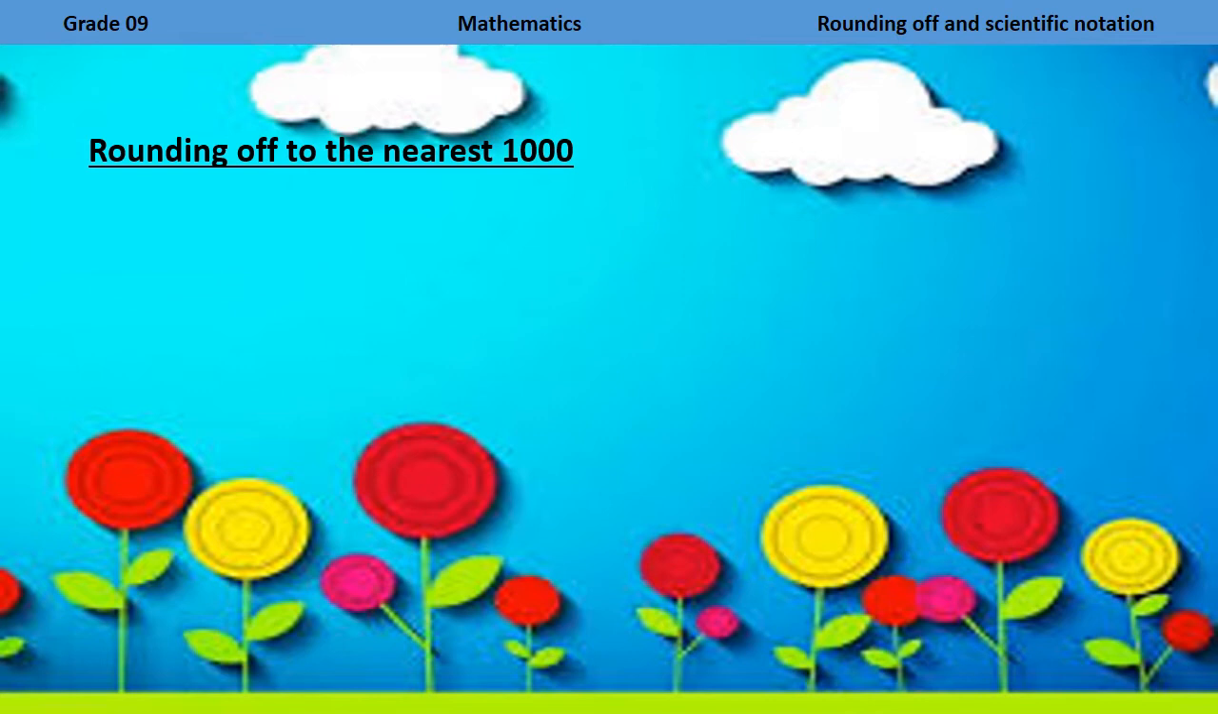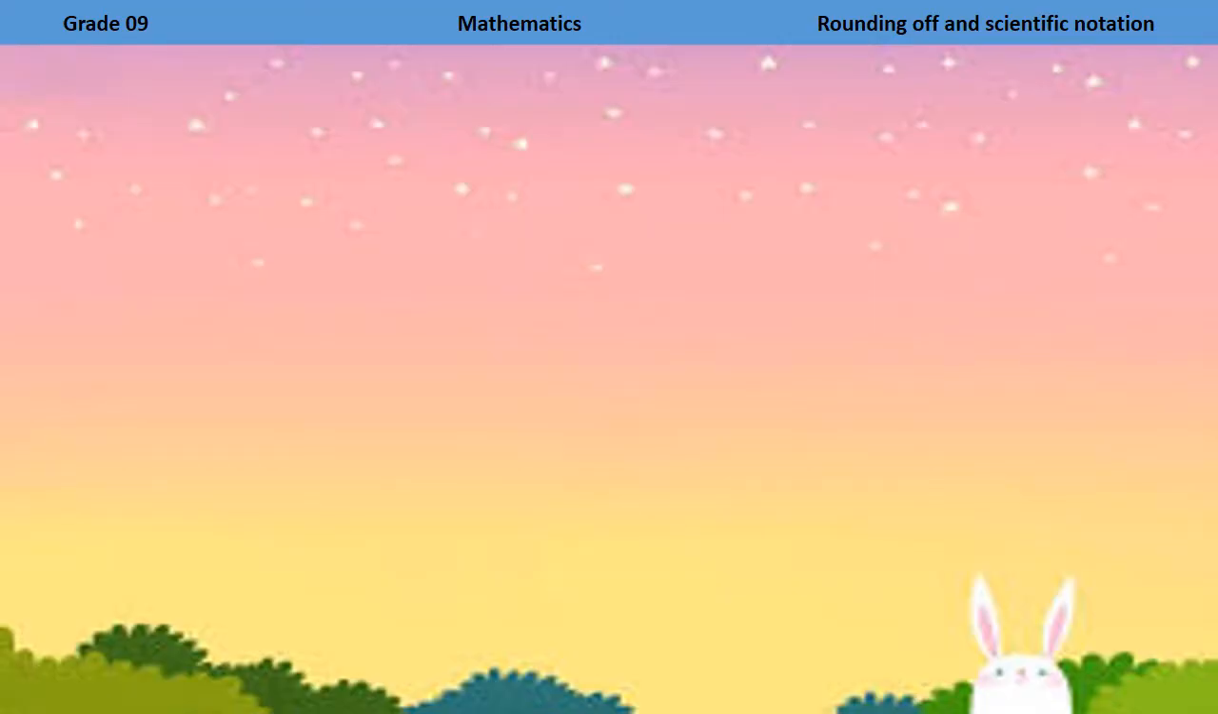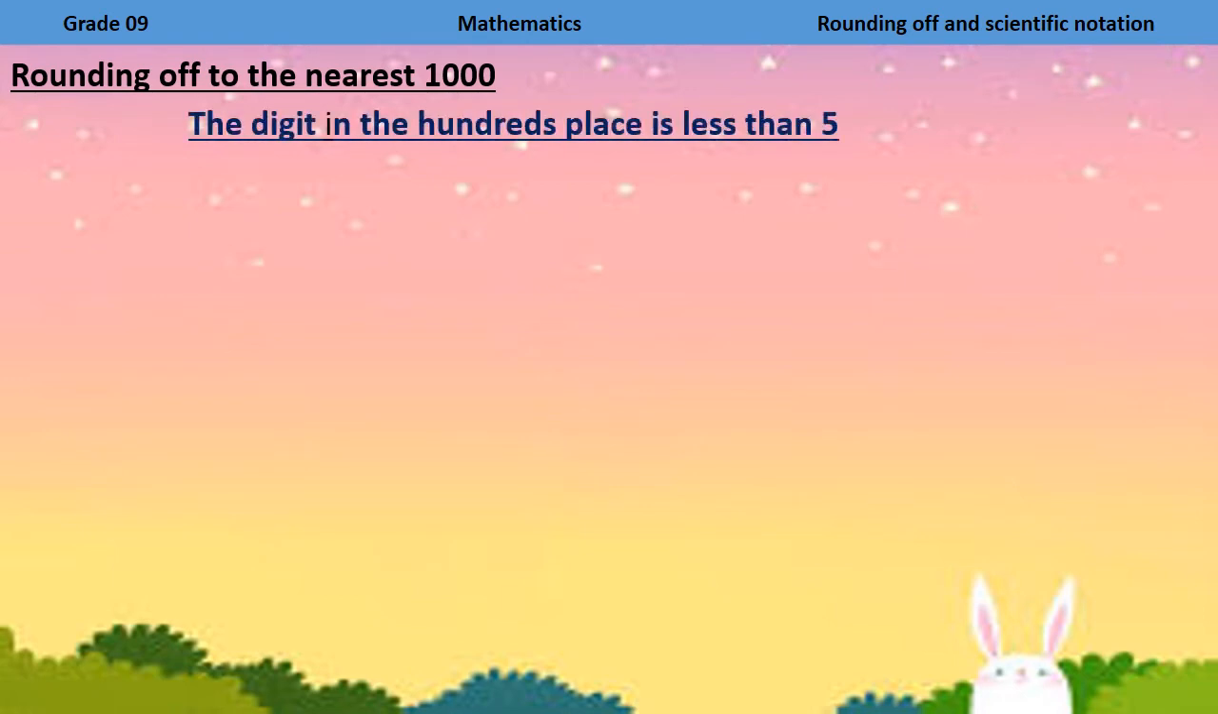Rounding off to the nearest 1,000. Representing the value of a number by the multiple of 1,000 which is nearest to it is known as rounding off to the nearest 1,000. When we round off a number to the nearest 1,000, we consider the digit in the hundreds place.